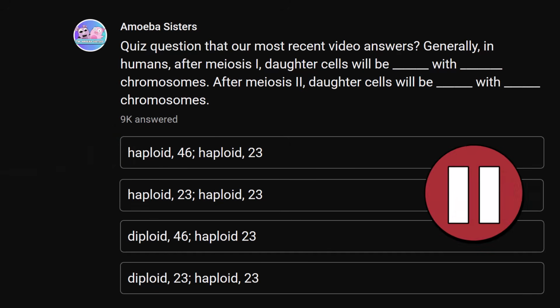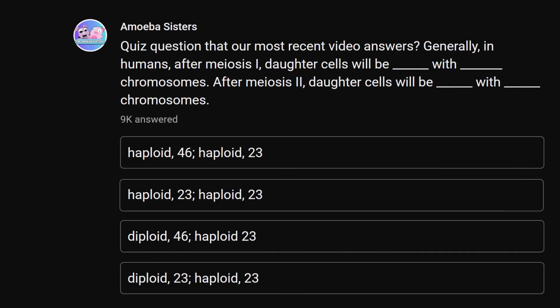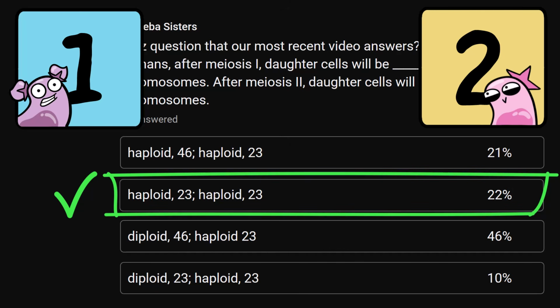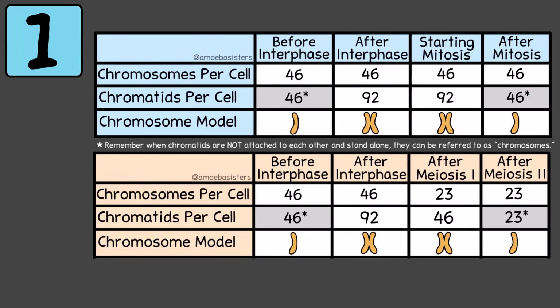You can pause the video right now, read it, and try to answer it. Most of the responses were actually not correct with this question. And the answer revealed is this one. There are two major reasons we think this question was missed a lot. The first reason, understanding how chromosome numbers change after mitosis and meiosis is challenging for students.